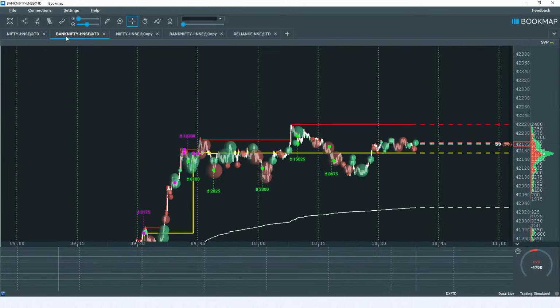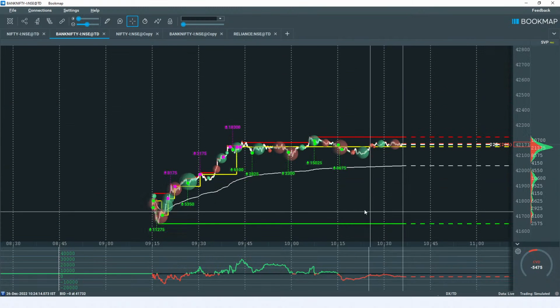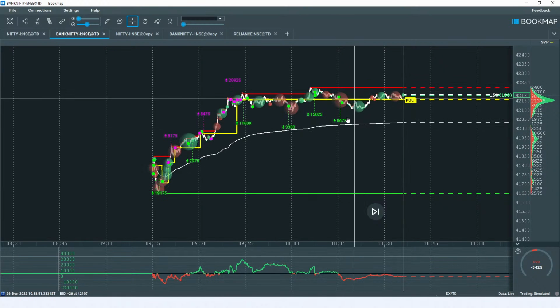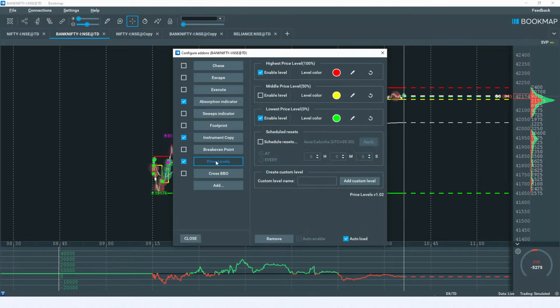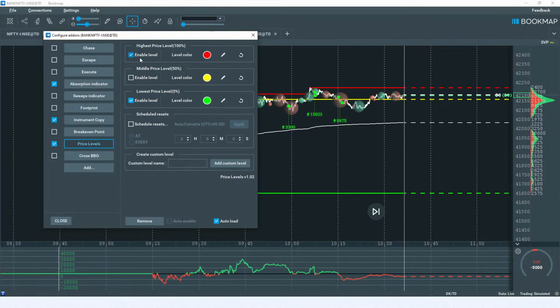Let's look at the Bank Nifty information once, and let's see what is happening. Okay, there is one more way of identifying the day high and day low. There is an indicator called price level. The price level indicator will help us to identify or basically mark the highest level of the day and the lowest level of the day.